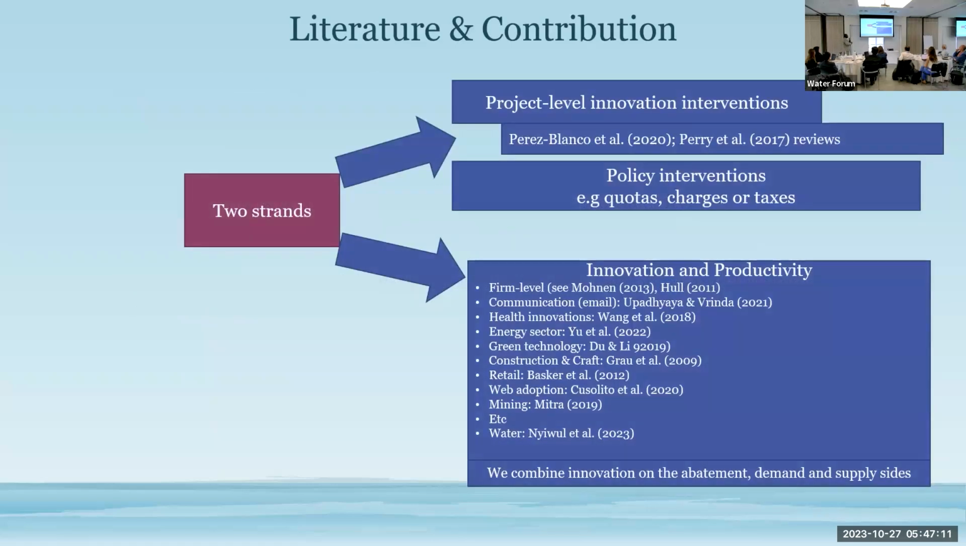We draw from two strands of the literature. One of them focuses on project-level interventions. This is where you observe a high concentration of irrigation projects. In fact, this review here went through well over 230 studies, all focused on irrigation.